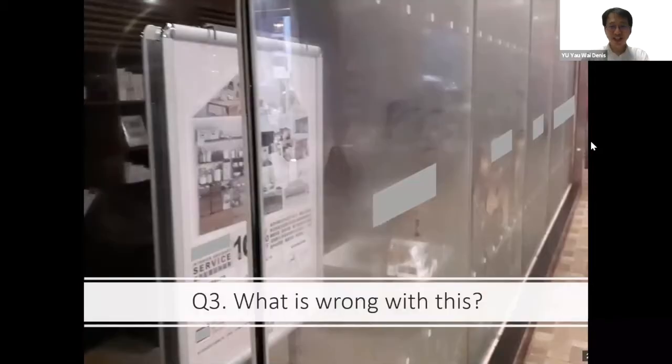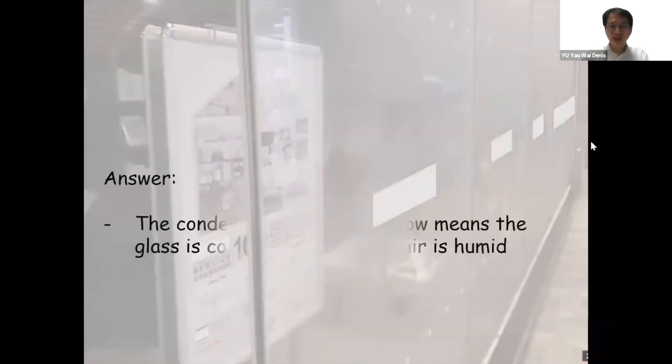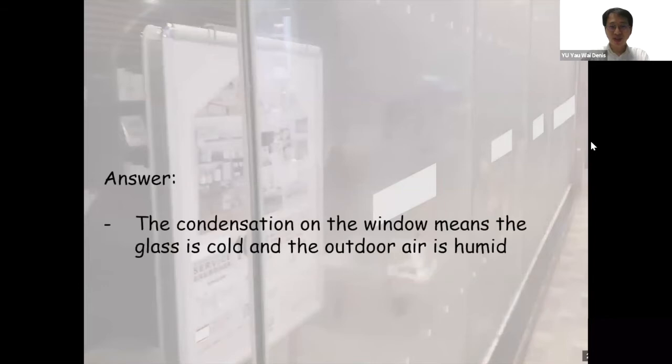Question number 3. What is wrong with this? You may notice that this photo is taken outside a shop and there is condensation on the surface of the glass. When you see condensation on the surface, what does it mean? It means that the glass is actually very cold and the outside air is quite humid. So inside the shop it is actually quite cold.